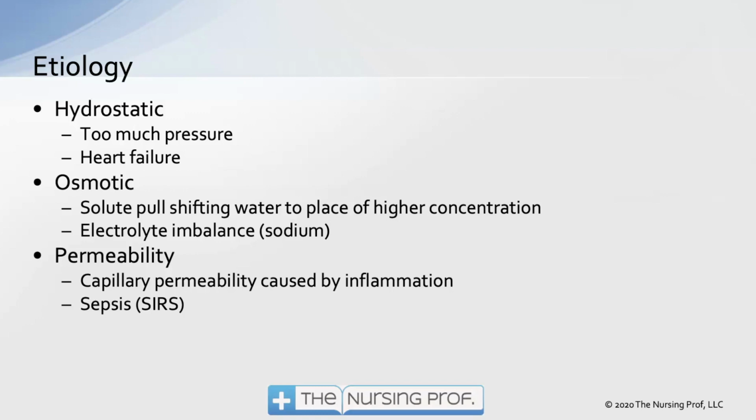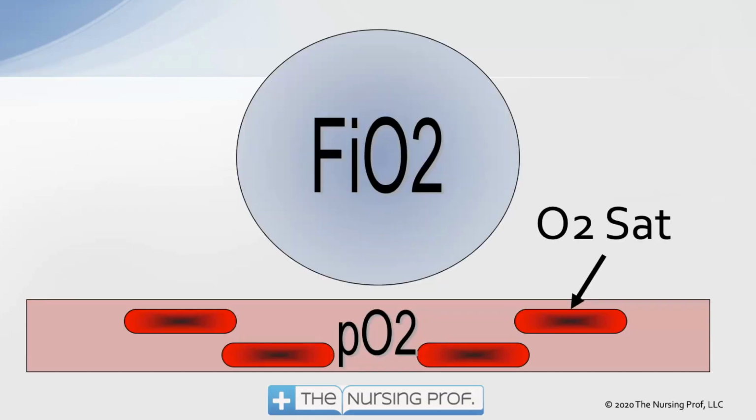Another type of pulmonary edema, and one in which we're seeing a lot more of lately, is called permeability type. This happens with sepsis, systemic inflammatory response, ARDS. All of those kinds of conditions will cause inflammation to occur in the lung. Inflammation causes capillary permeability. So we end up having fluid leaking out of the capillaries into the tissue and causing pulmonary edema. So let's take a look here at what's going on.